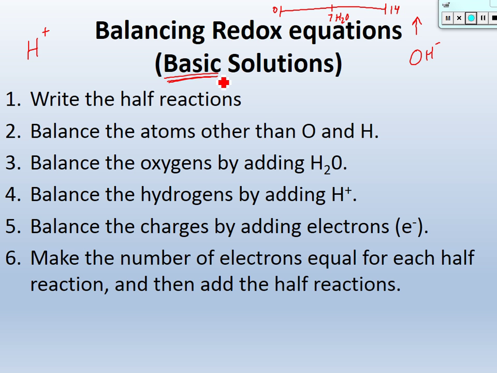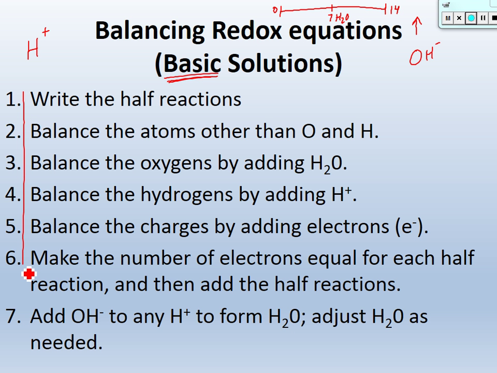We did that last time. Number 6. Make the number of electrons equal for each half reaction and then add the half reactions together. So, guys, good news. From 1 to 6, it's the same. The only difference when we do it in basic solution is step 7. So let's pay attention to this part. It says to add OH- to any H+ to form water. Then adjust the water as needed.